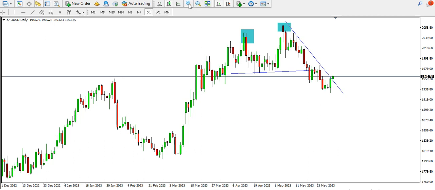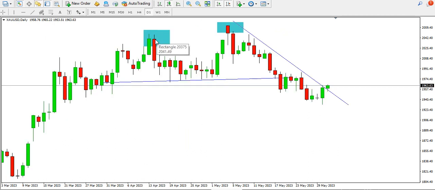On the daily time frame, I can see that the price of gold has a double top. There's the first top and this is the second top, and the price of gold has been sliding for a couple of weeks. But what we have is a descending trend line on the daily time frame.